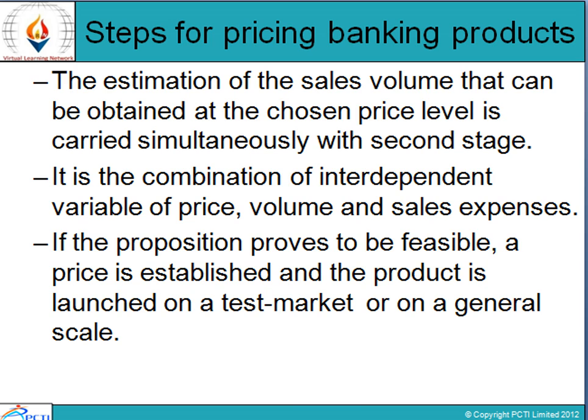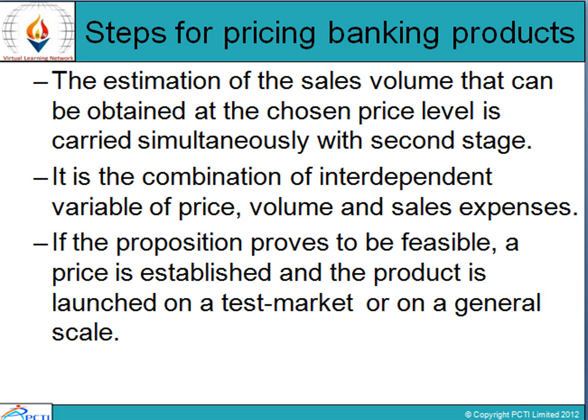Third, regularly carried out simultaneously with the second stage, is the estimation of the sales volume that can be obtained at a chosen price, and the calculation of the afferent cost. Two cost categories are taken into account. The first is the fixed cost of the service supply, and the second is the variable cost of the necessary raw materials, to which the planned commercialization expenses are added.